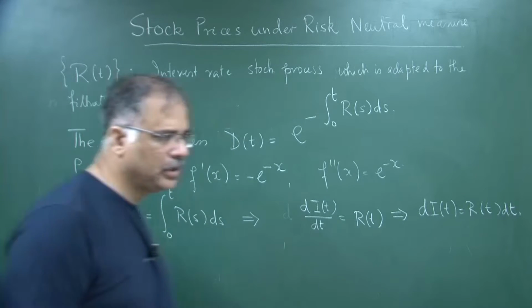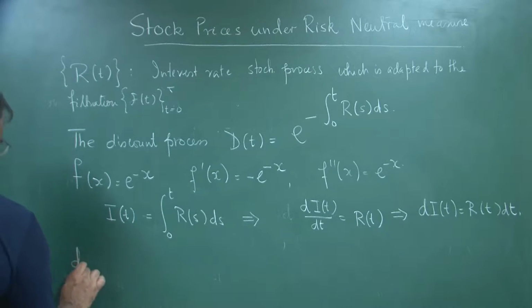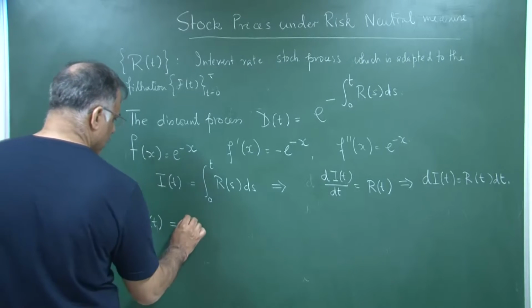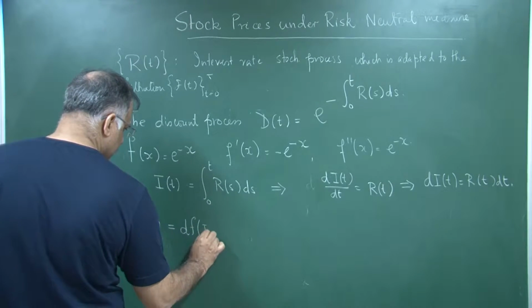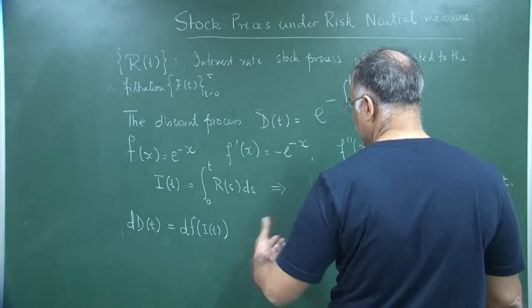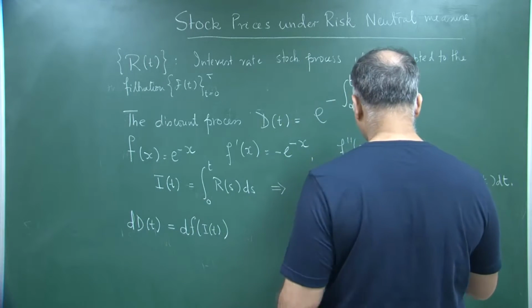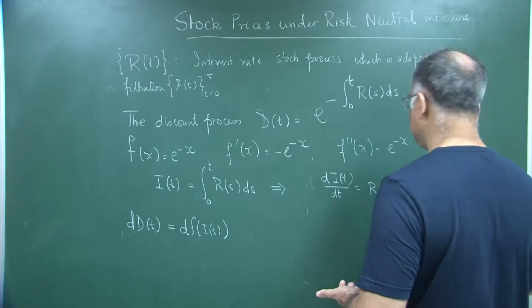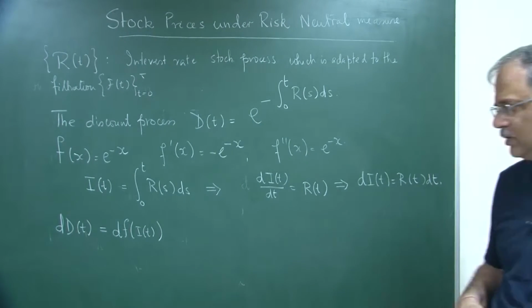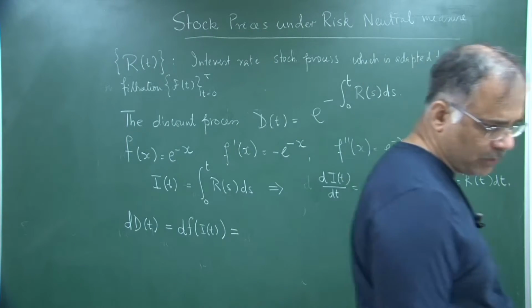Now, what if I write d of D(t)? If I want to calculate the differential of this process, it is actually d of f(I(t)). I will ask you to ponder and write what dI(t) into dI(t) is. The quadratic variation would obviously be equal to 0, because it will be R squared t into dt dt, and dt dt is an ordinary function, whose quadratic variation is 0. So, then again by applying Ito's formula, we come to the following conclusion.